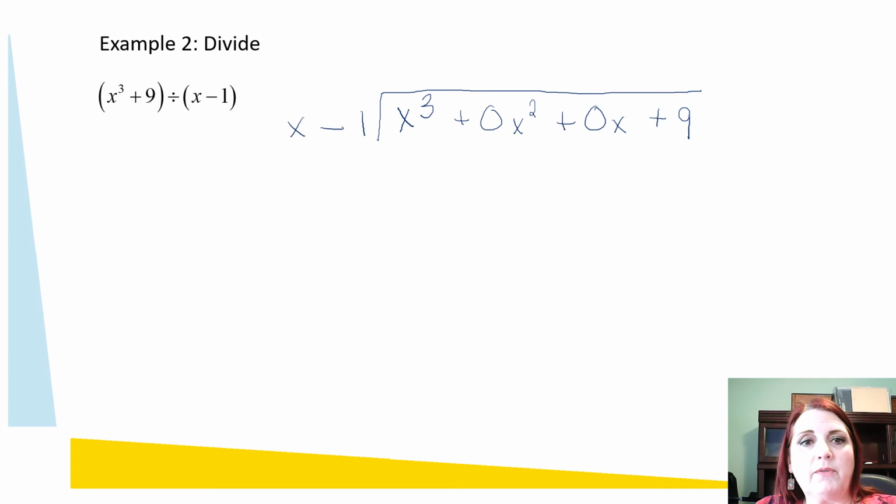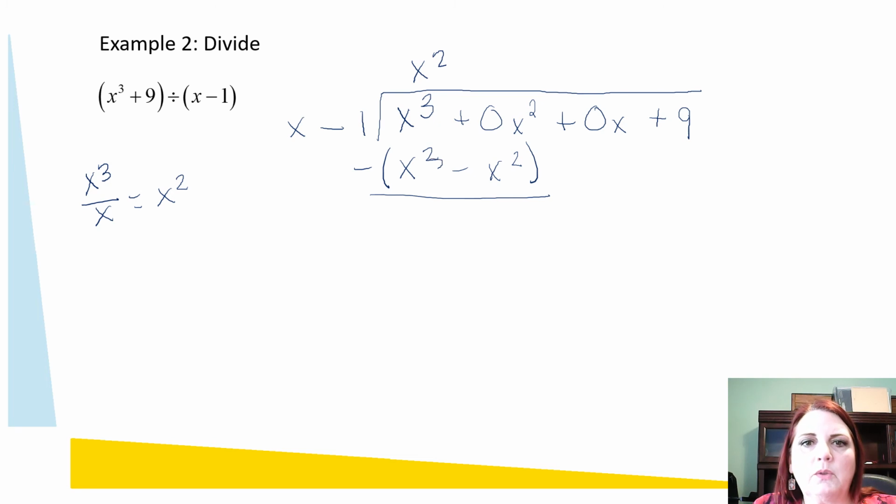We're going to divide that first term of the dividend by the first term of the divisor. And we get x squared. So x squared goes as the first term of the quotient. When we take x squared times x, it's x cubed. x squared times negative 1 is negative x squared. Next step is to subtract that. x cubed minus x cubed is 0. 0x squared minus negative x squared is going to give me a 1x squared. And we're going to drop the 0x.